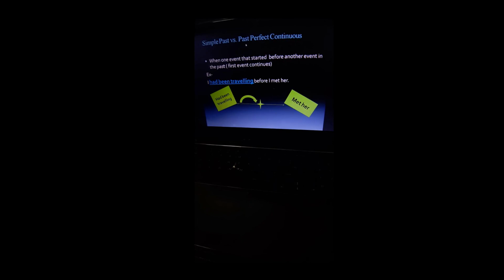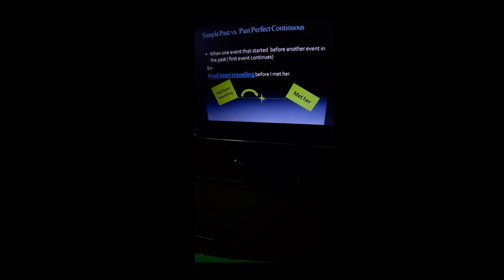So let's move on to simple past versus past perfect continuous. Here, when one event started before another event in the past, it's the same thing, but the first event will be continuous. The first event will be continuing. Here: I had been traveling before I met her. Look at the timeline. The first event was continuous in the past, so we have used past perfect continuous here, and the last one will be in simple past.